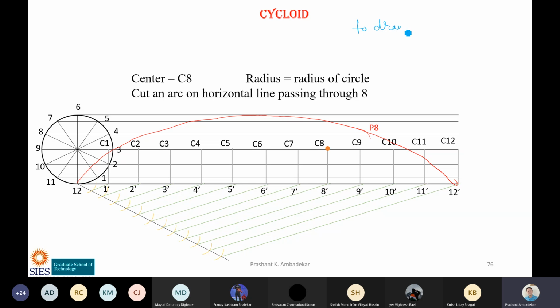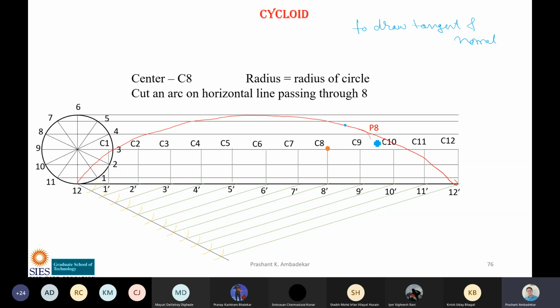To draw tangent and normal. Now suppose I want to draw tangent and normal to the curve at this point. For example, see this point. I want to draw tangent and normal to the curve at this point. So how will I draw? This point will be known to me, given to me.